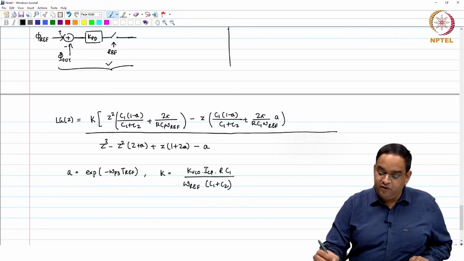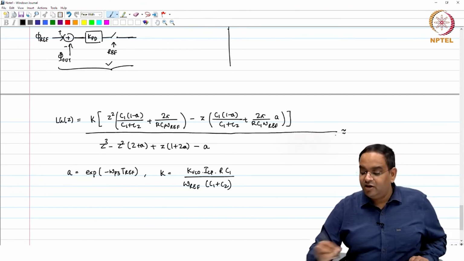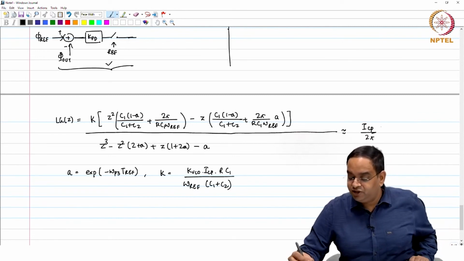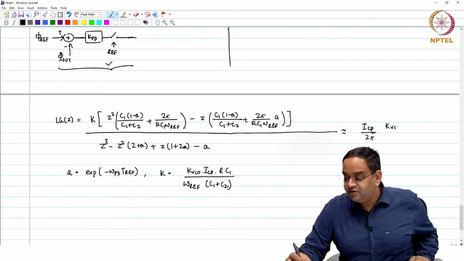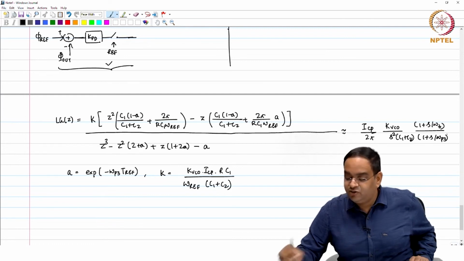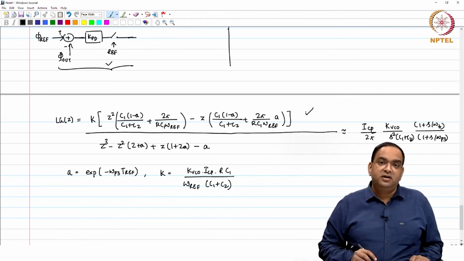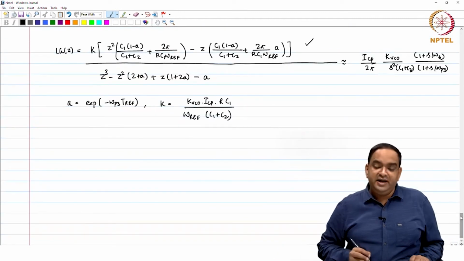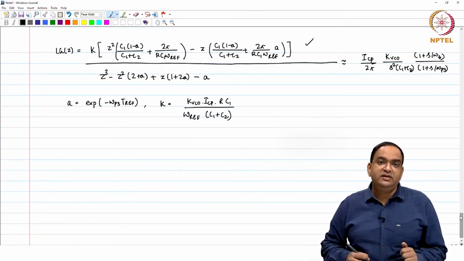This loop gain, we were earlier approximating, just to tell you how simple, as ICP over 2 pi, KVCO over S square (C1 plus C2), into (1 plus S by omega z) divided by (1 plus S by omega p3). This is what we were using, but the actual expression is this. Now, you can very well find the bandwidth while using this transfer function.